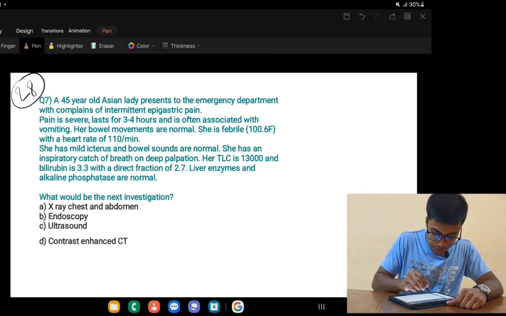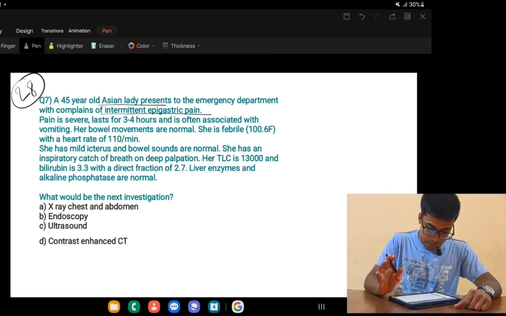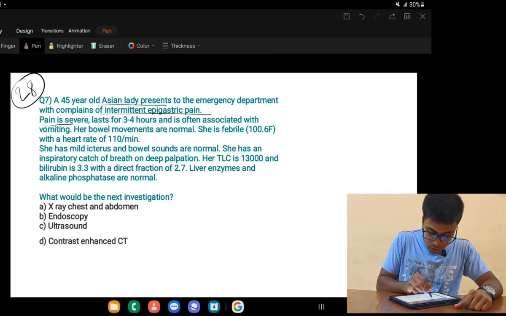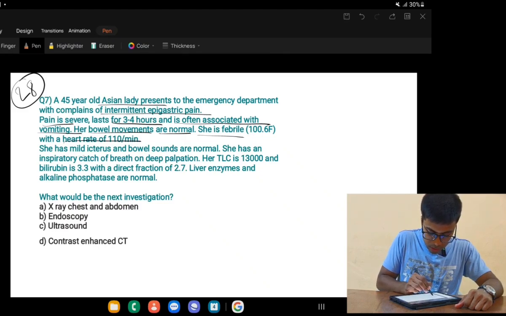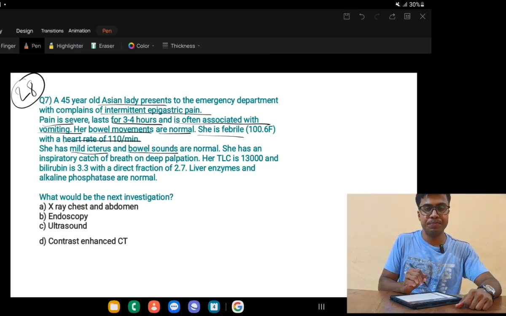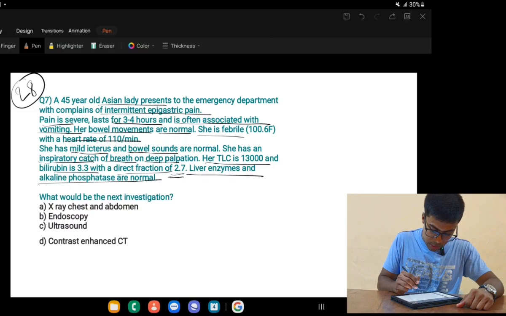A 45-year-old Asian lady, which is a hint, presents to the emergency department with intermittent epigastric pain. The pain is severe, lasts for 3 to 4 hours, and is often associated with vomiting. Her bowel movements are normal. She is febrile, heart rate is 110. She has mild icterus and bowel sounds are normal. She has an inspiratory catch of breath on deep palpation. The TLC is 13,000 and bilirubin is 3.3, direct fraction 2.7. Liver enzymes and alkaline phosphatase are normal. What would be the next investigation?